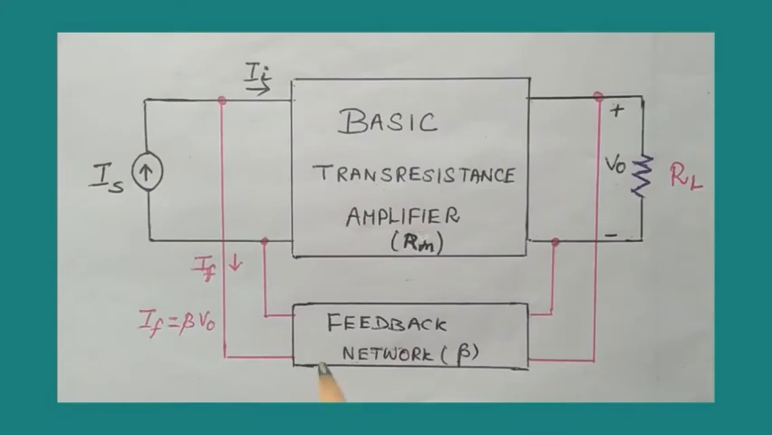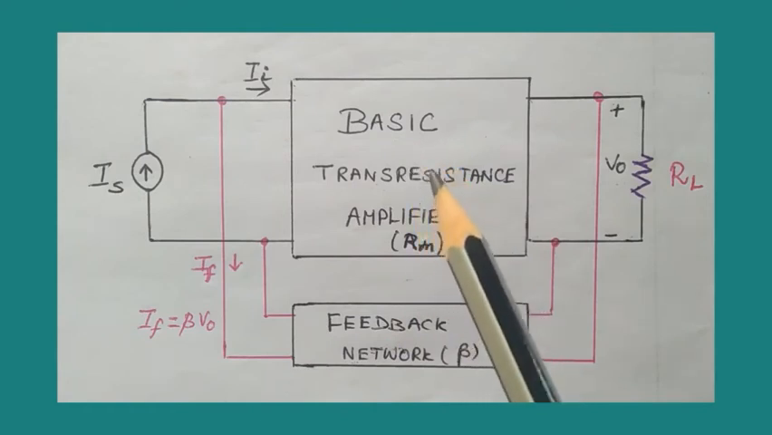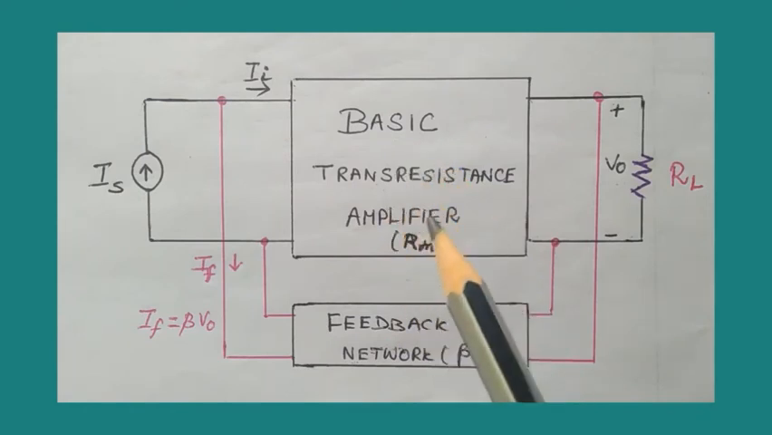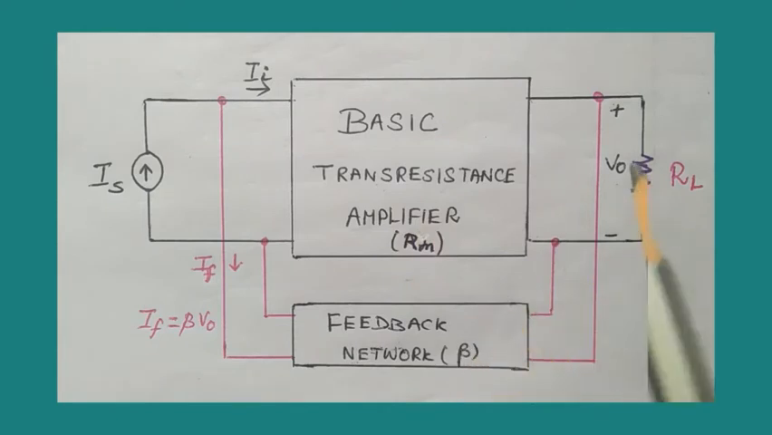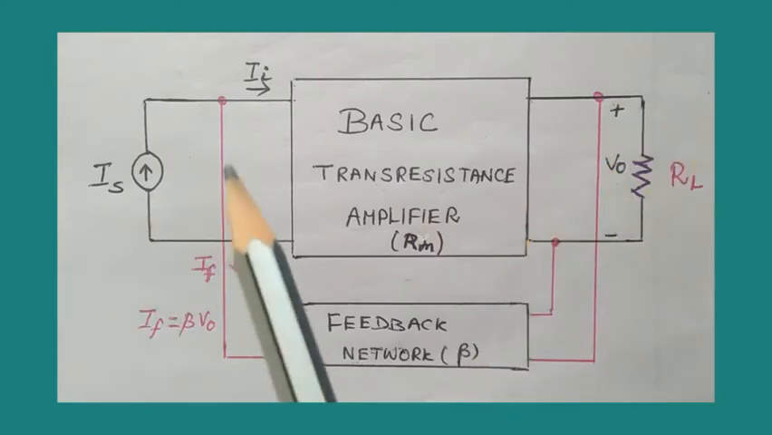Friends, in today's class we are going to discuss voltage shunt feedback amplifiers, and the effect on input and output resistance. So this is the block diagram of such a circuit. The basic transresistance amplifier works as an open loop amplifier. This amplifier is now fit into the feedback system. So here we have the output, here is the input.